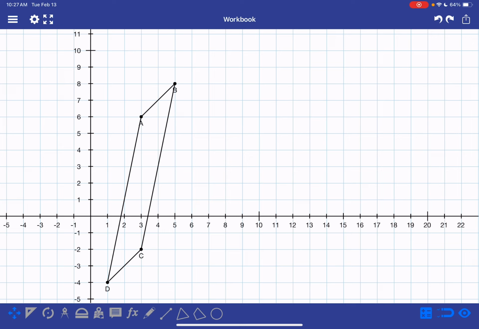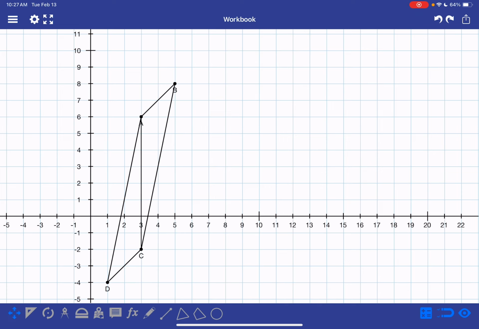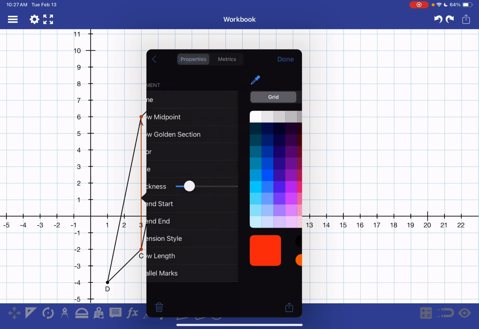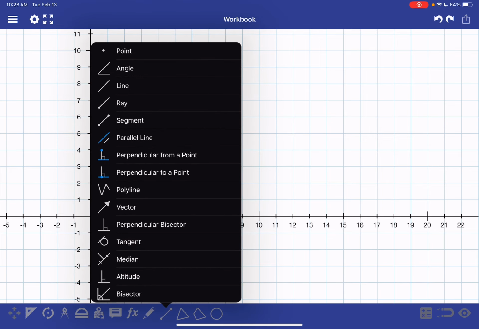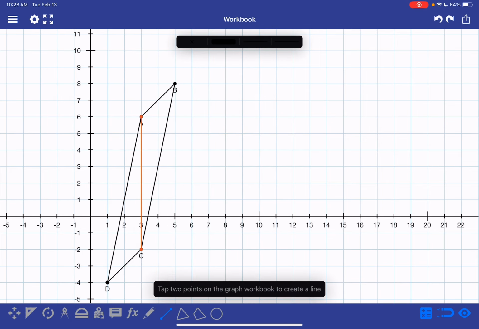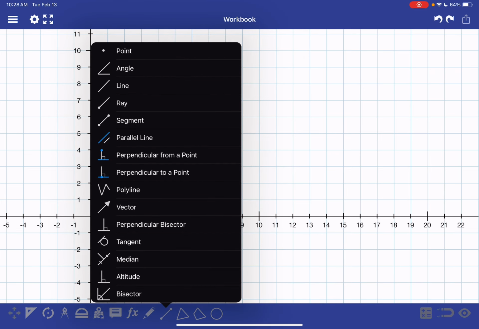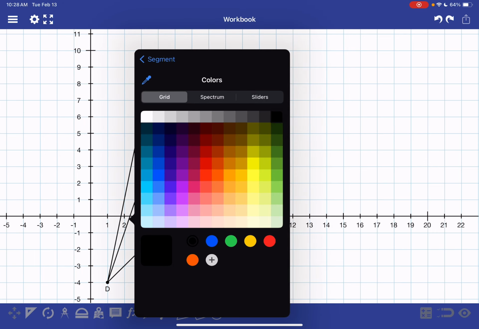There it is. And now all I need to do is draw two diagonals. And here is my first diagonal from A to C. Let me change the color for that one to red so that you can see it. There it is. And then let's do another diagonal and go from B to D. Let me change that color to, I don't know, let's make it blue.